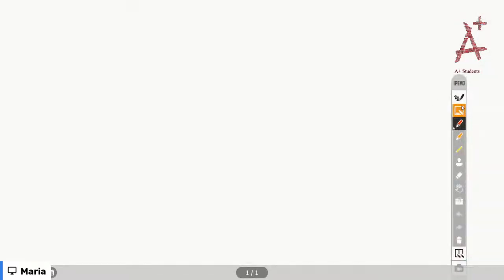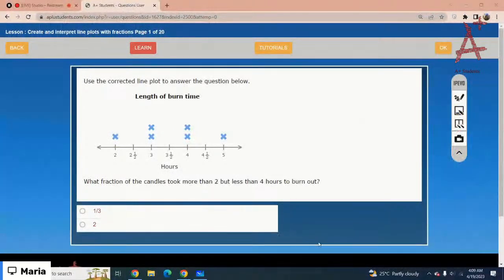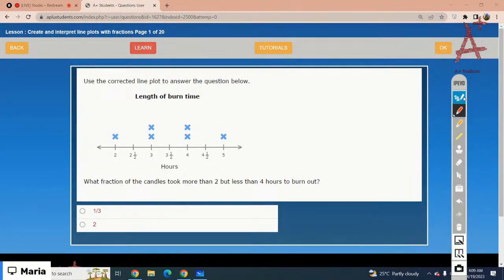Got it? So more than 2 and less than 4. So from more than 2 and less than 4, it would be from here to here. Got it? Just add them. 4 is also not included. Got it? Hold on. Let me see what fraction of the candles.